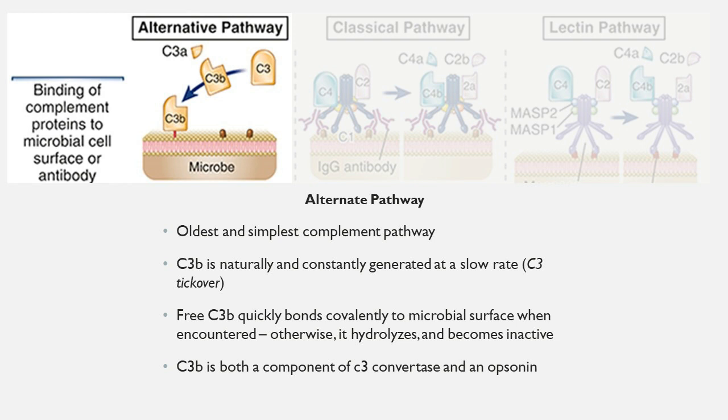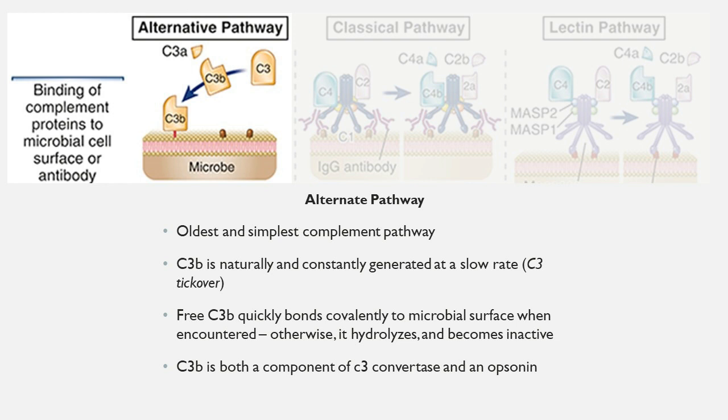It's the oldest and simplest complement pathway. And the way it works, because there's no initiating factor like with the mannose-binding lectin or with antibodies, is that C3b is naturally and constantly cleaved and generated at a very slow rate, even in healthy individuals with no foreign objects or antibodies or mannose-binding lectin within them. It's a process called C3 tickover.